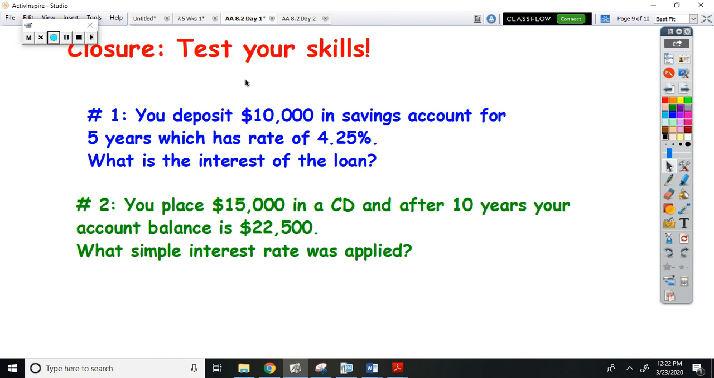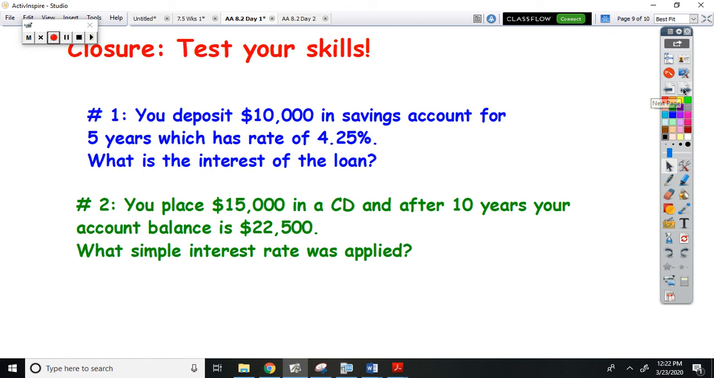And then our closure, this is time for you to test your skills. I'm going to leave these 2 questions up for you to try on your own. You do not need to submit your answers anywhere, but this is just to make sure you know what you're doing before you move on for the next lesson. I'm going to pause the video, and you should pause it too while you complete the assignment. The answers will be on the next slide. So go ahead and pause your video now.